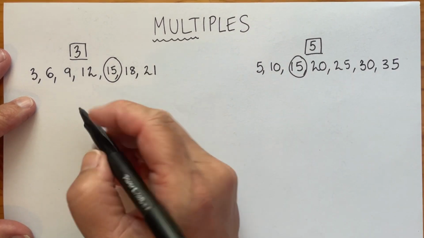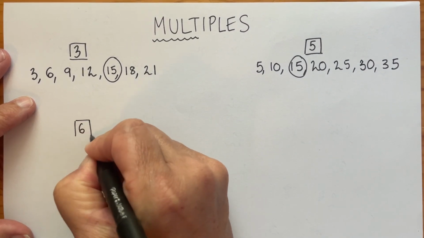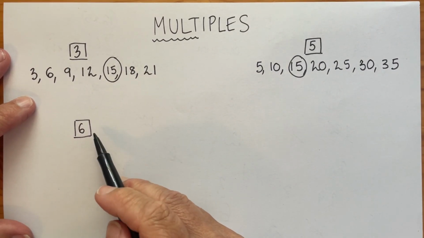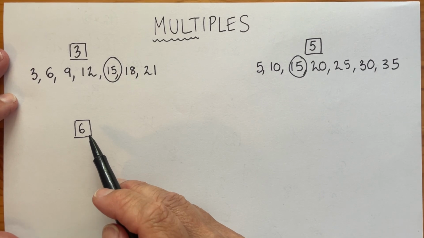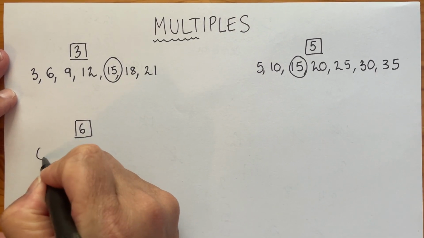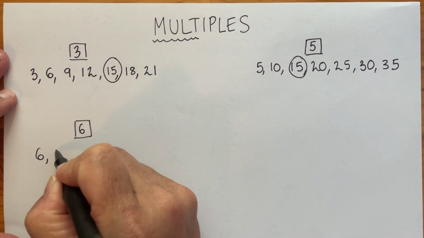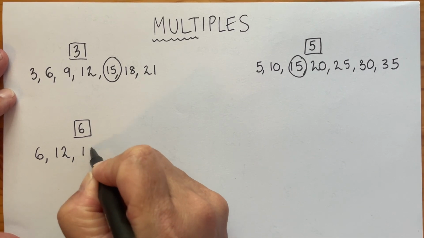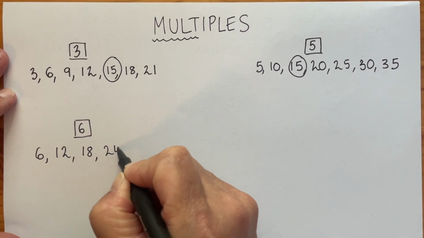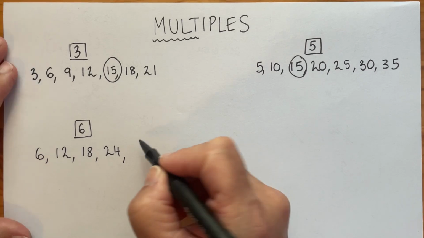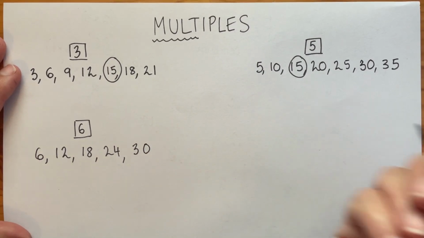Now what's fun is if you are asked to do the multiples of 6, you're going to notice something cool. So multiples of 6, I start with 6. 6 times 1 is 6. 6 times 2 is 12. 6 times 3 is 18. 6 times 4 is 24. 6 times 5 is 30, and so on.